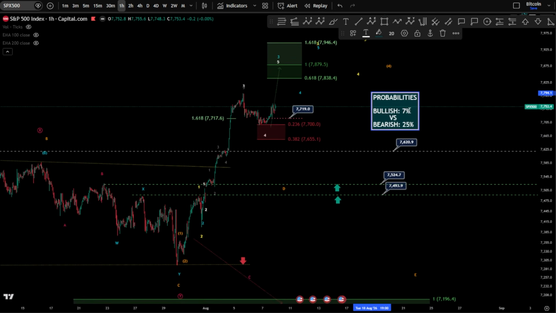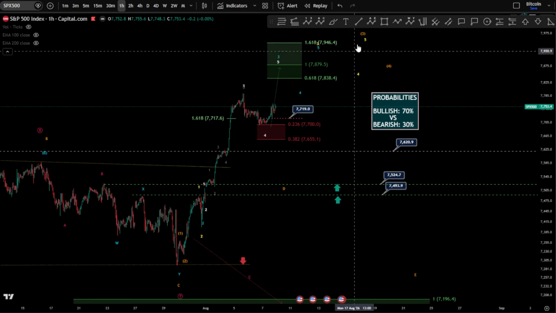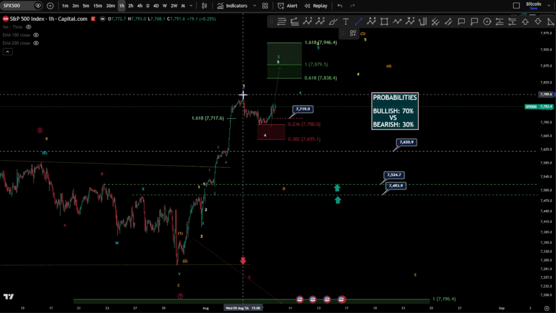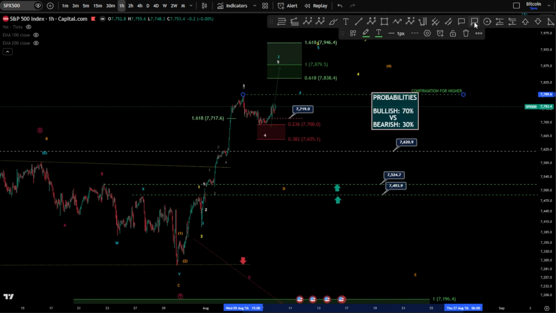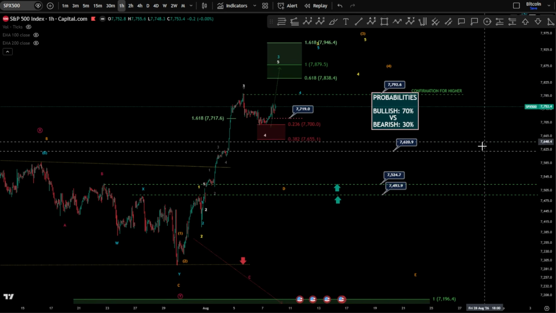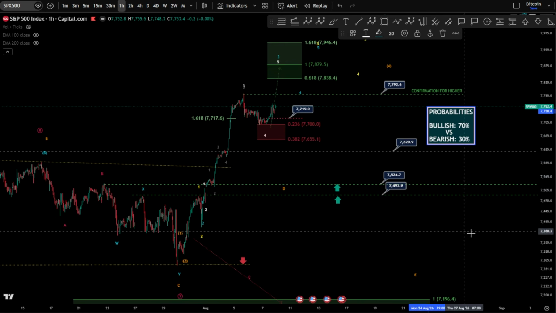I believe, of course, here we should give it a little bit less, 70% against 30, just until we break, of course, again the high. Yeah, so this is where confirmation for higher will be back, meaning 75% over there. So we'll see in case it's going to happen.